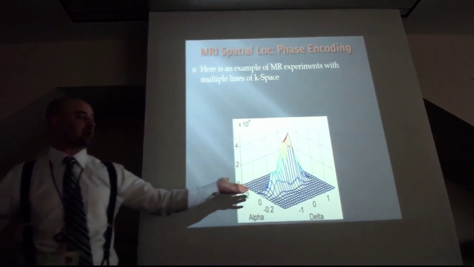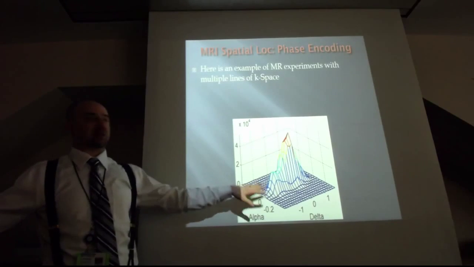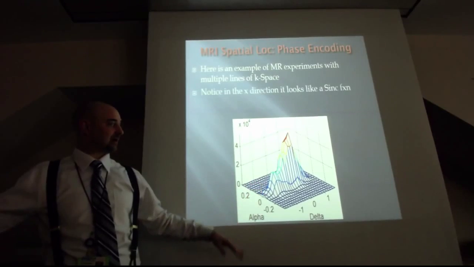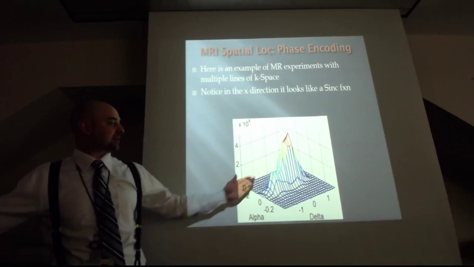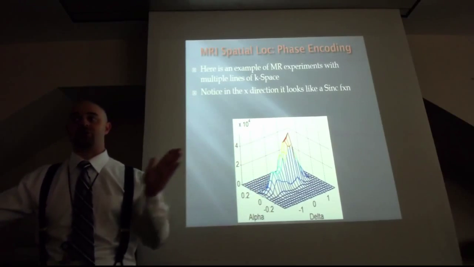Here's an example of a 3-dimensional K-space from real MR experiments. This is not my image. I took it off of Google like 4 years ago, so sorry I don't have a reference. But notice that in the x direction it looks like a sinc function, and then as you go in either y direction it drops off precipitously.